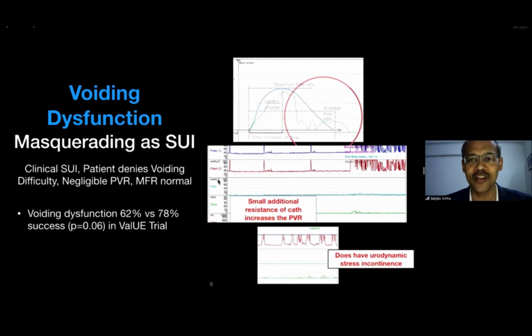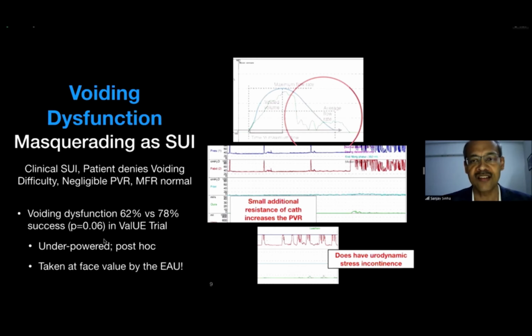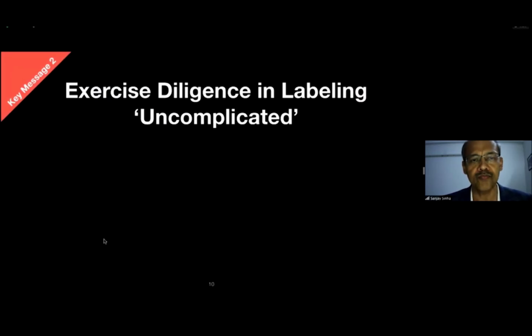Now remember, the guidelines have recommended that patients who do not have voiding dysfunction, compared to those who have voiding dysfunction on the urodynamics, there doesn't seem to be a difference in their outcomes based on the VALUE trial. This difference was not statistically significant, but it almost became very close to becoming statistically significant. Remember, the VALUE trial was not powered for this particular purpose of looking for voiding dysfunction. It was a post hoc analysis taken at face value by all the guidelines. So be careful when your patient actually has some element of voiding dysfunction. These patients may not do that well.